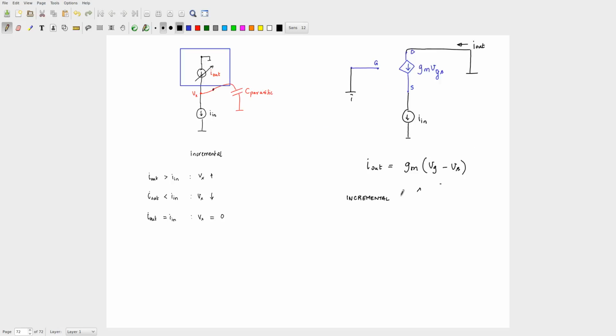Now, this is the incremental circuit of what kind of amplifier? Why do you call it common gate? In the common source amplifier, why did we call it the common source amplifier? Source was connected to ground. In the common drain amplifier, drain was connected to ground. Over here, gate is connected to ground. So what about the situation that the drain is also connected to ground?